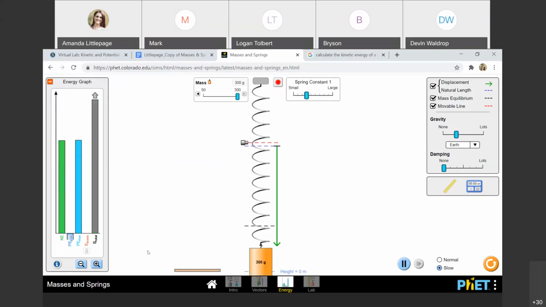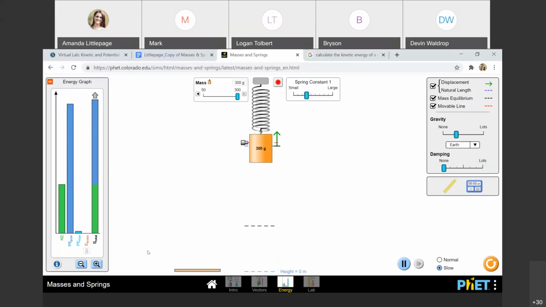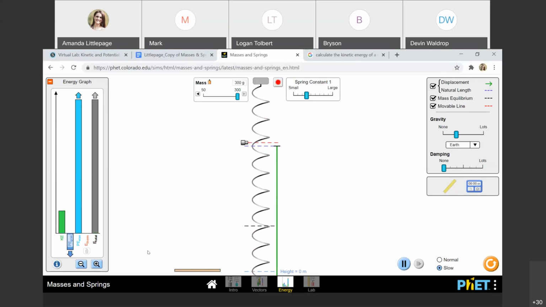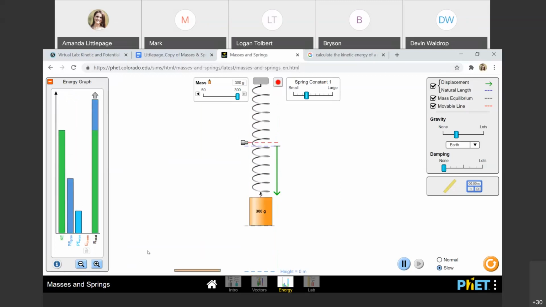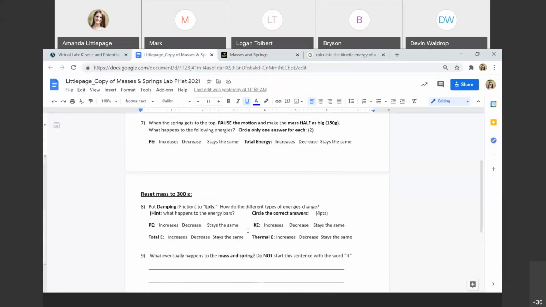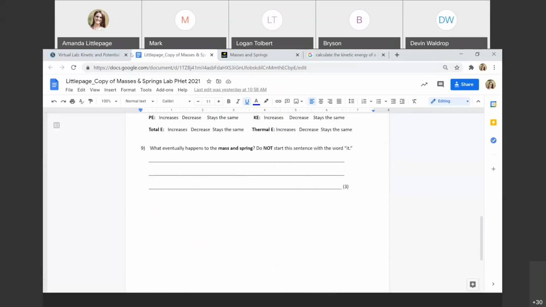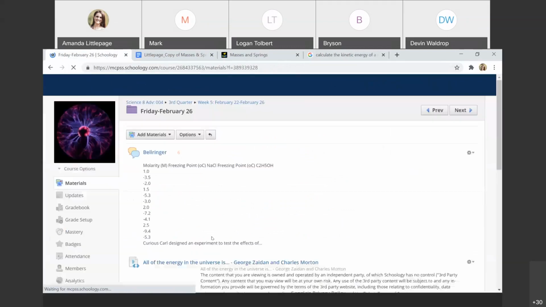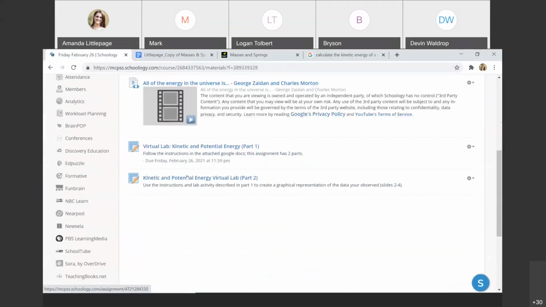So you're basically going to go through what the lab asks you to do and observe the relationship between kinetic and potential energy, what happens when the mass is different, what happens when the damping is different. Once you have answered this first portion here, 1 through 9, you're then going to go back into Schoology and click on the second document, Kinetic and Potential Energy Virtual Lab Part 2.